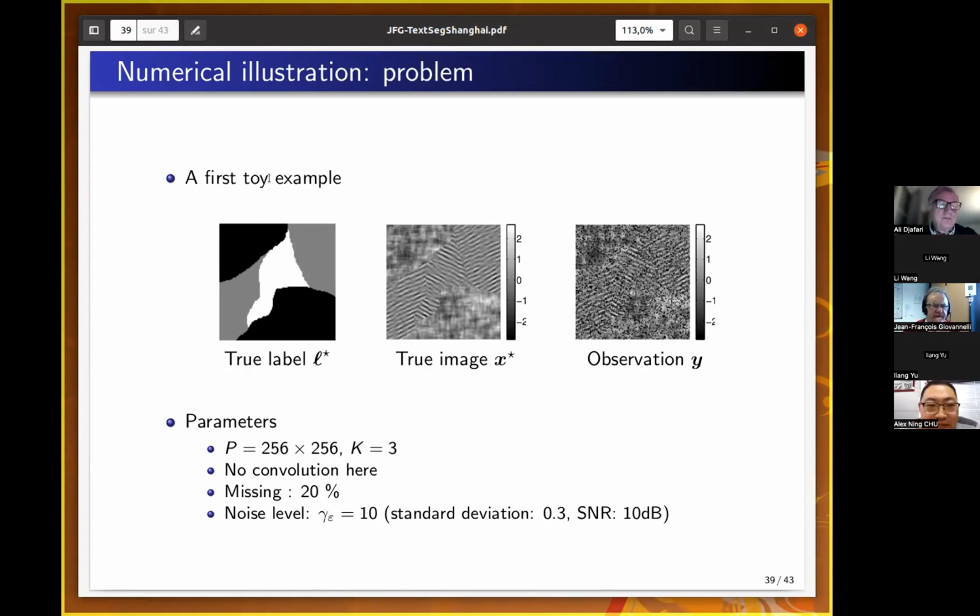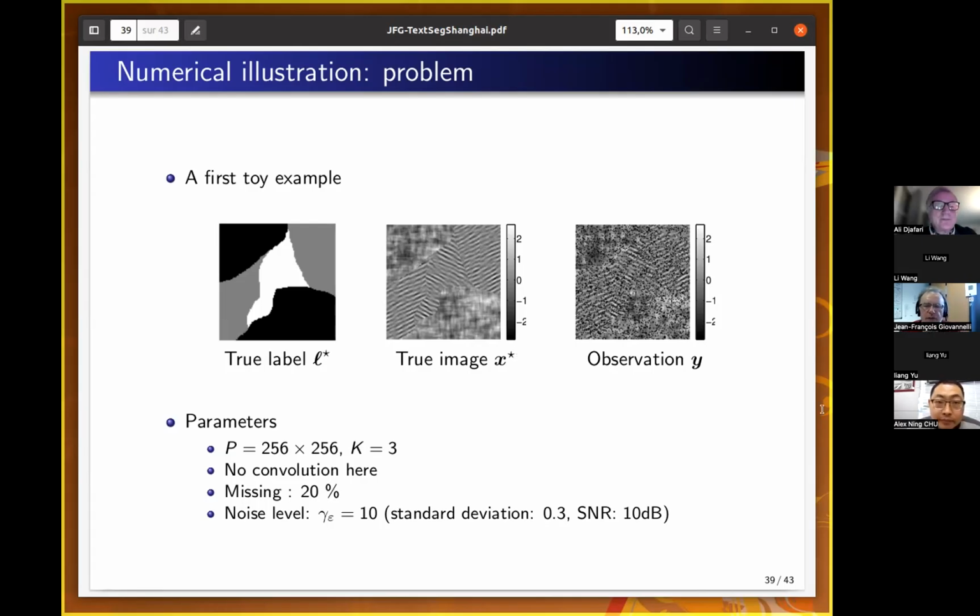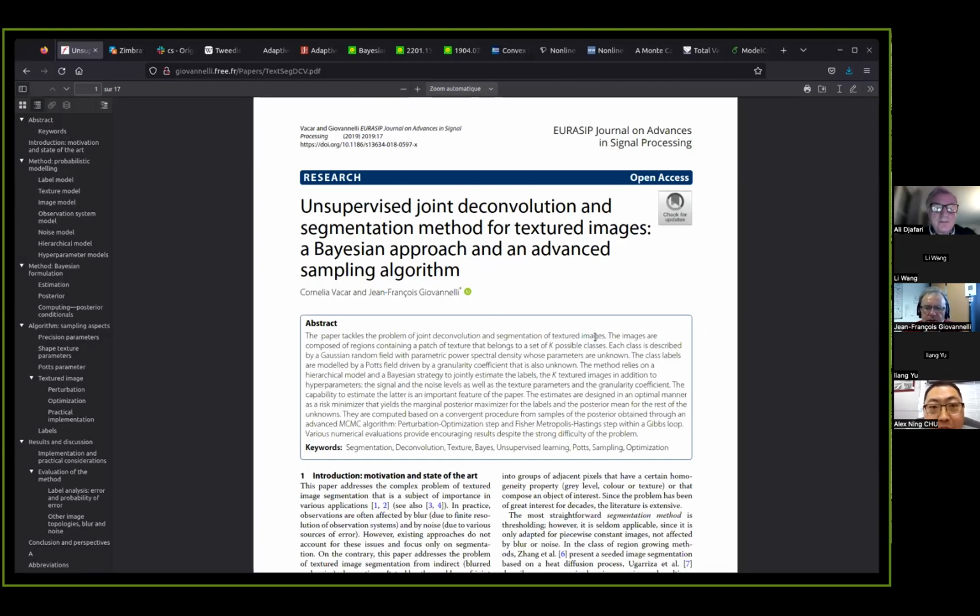Let me say that this is a toy example. This is the label, the true image. In the true image, we have sharp edges by construction. This is the observation without convolution. It is just missing pixels. So in that case, we have sharp edges in the data and just missing pixels. I will share another paper, the paper in relation with this talk, in which we have blur, and then we have unsharp edges. This is the paper in relation with this talk. Yes, I saw this one in your email.